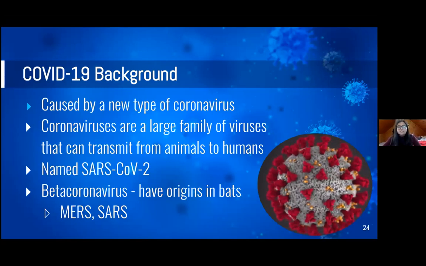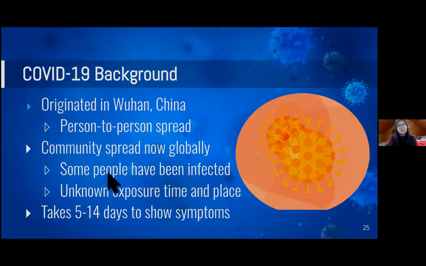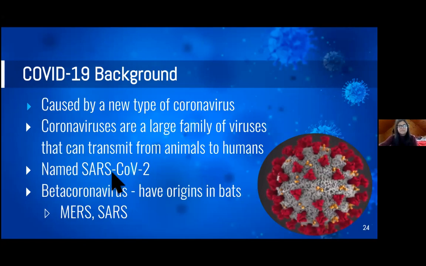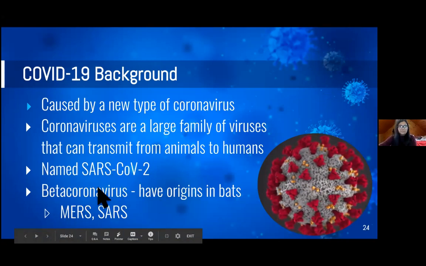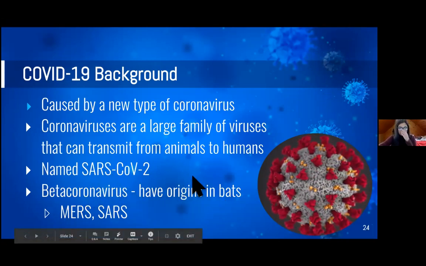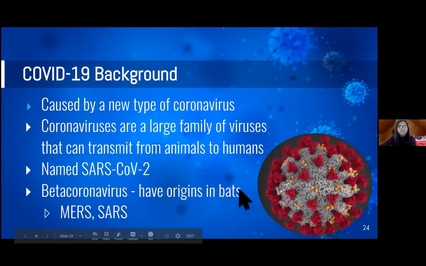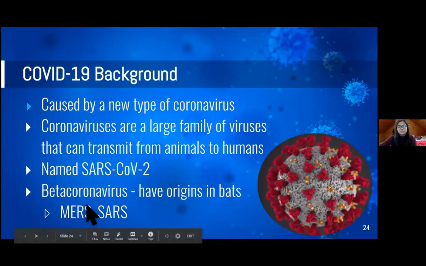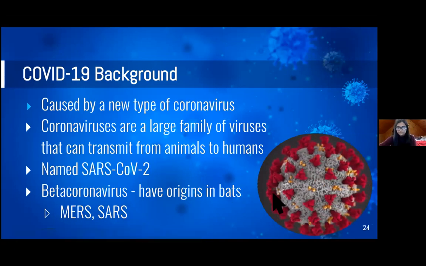Coronaviruses can transmit from animals to humans. This one is actually named SARS-CoV-2, severe acute respiratory syndrome coronavirus 2. It is a type of beta coronavirus, such as MERS and SARS. SARS is the severe acute respiratory syndrome, and MERS is, I believe, the Middle East respiratory syndrome. All of these had origins in bats. When they found what started coronavirus in China, they did find that it originated in bats, just like MERS. And here you can see a diagram of what the coronavirus looks like.